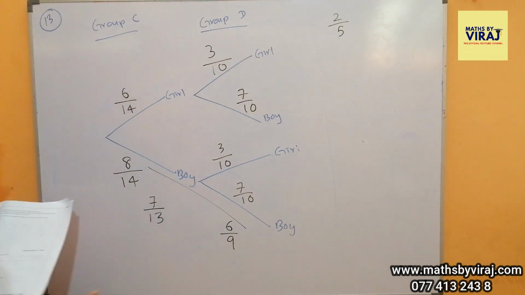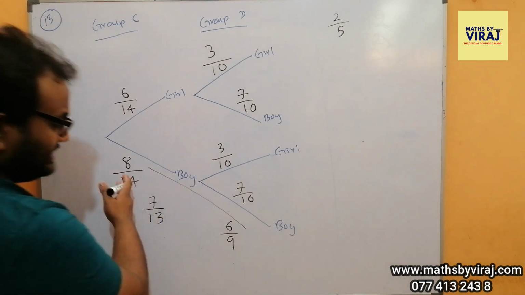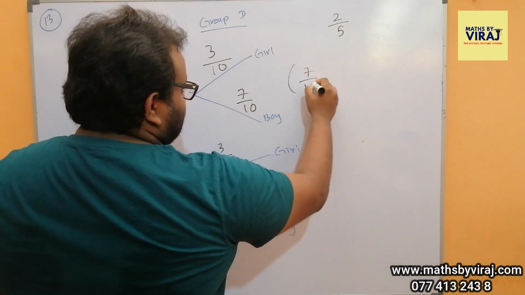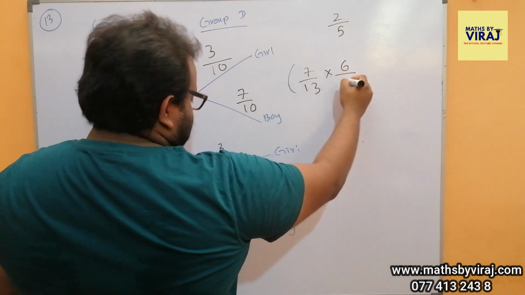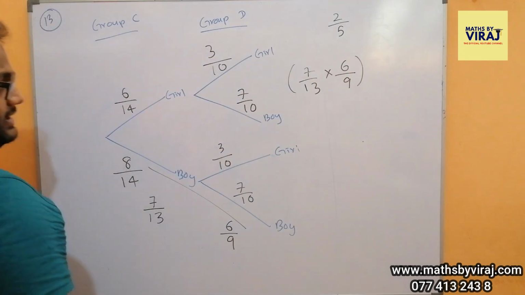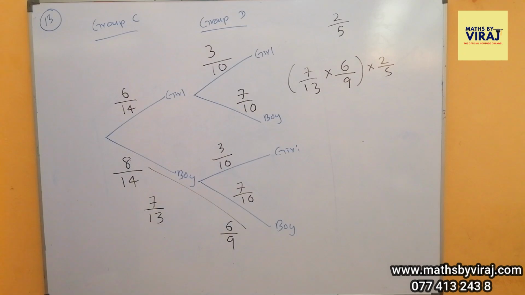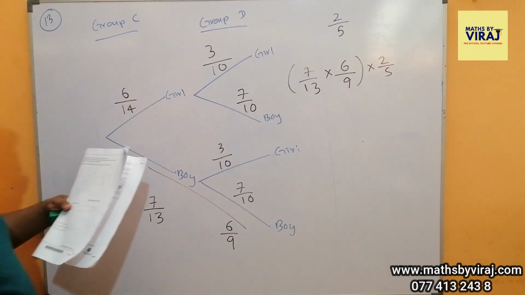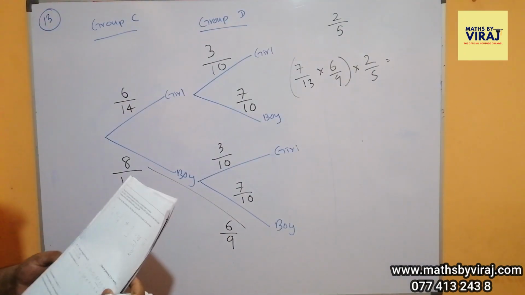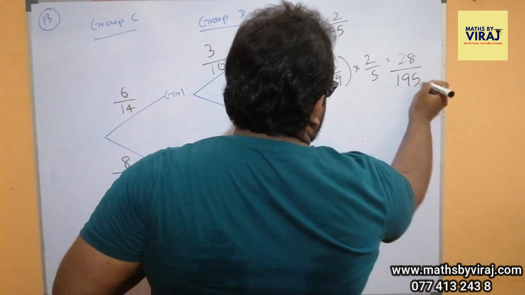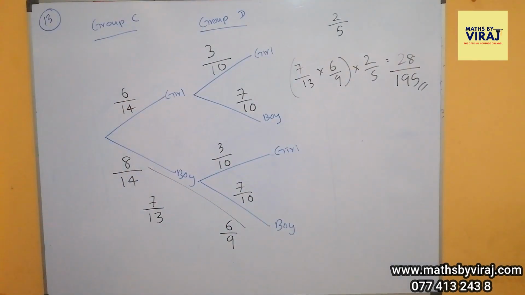Therefore, what is the probability of getting 2 boys in each of the 2 teams? Very simple. Again, we should go along this path. 7 over 13 is to be multiplied by 6 over 9, and this has to be multiplied by the previous answer that we got, 2 upon 5. And the answer that we get is 28 over 195. Again, let's try to understand what this sum is.